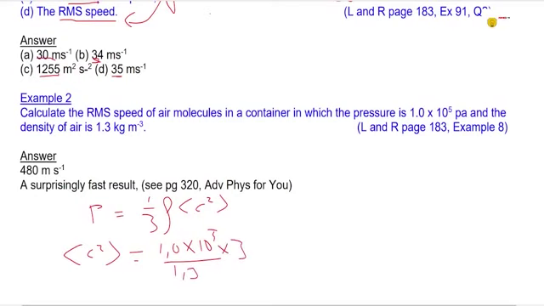After you've done that, since they want you to find the root mean square, remember I said that the root mean square speed is equal to the square root of the mean square speed. So the square root of that would give you the RMS speed. If you do the maths, you find that you get 480 meters per second.